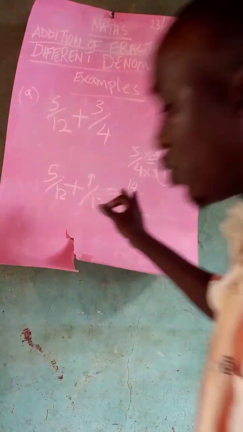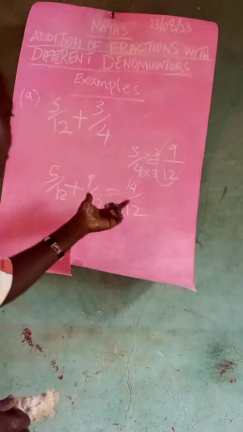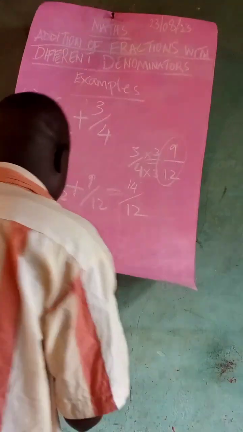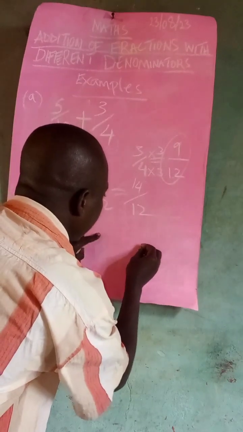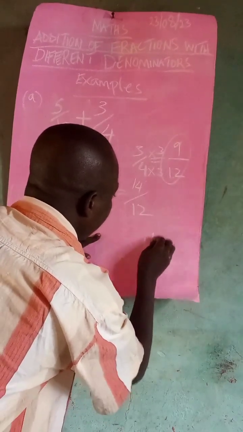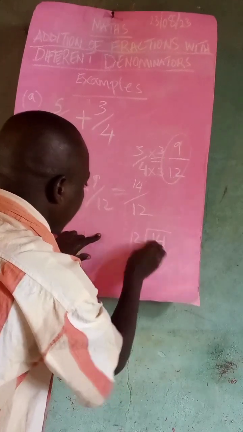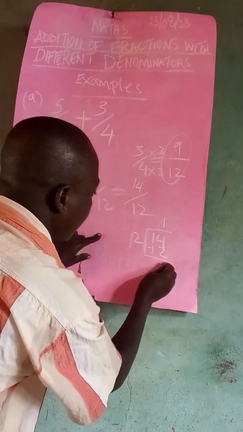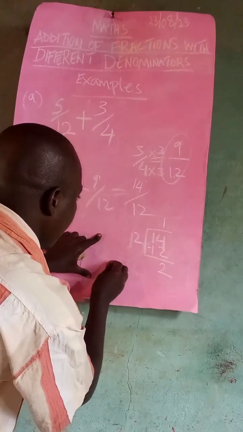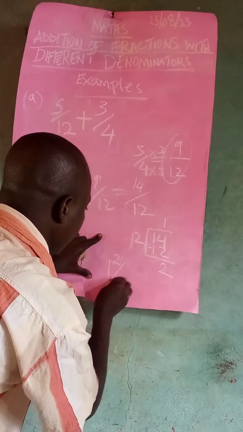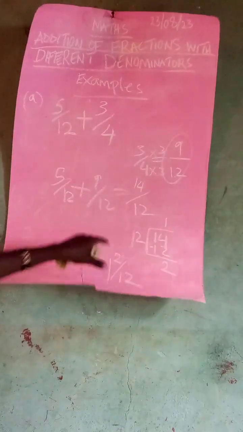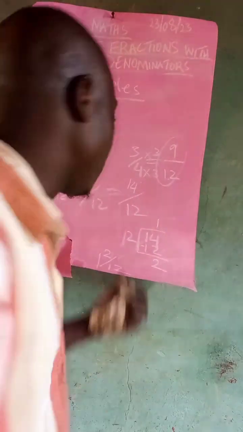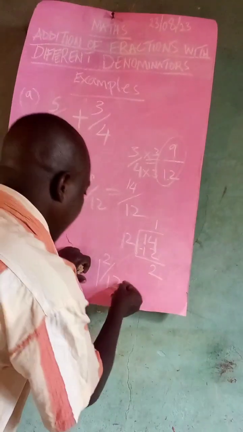If maybe you have been told to leave your answer as an improper fraction, you can leave it in that manner. But if you're supposed to give your answer as a mixed fraction, you can go ahead and do this. You take 14, the numerator, divided by the denominator, 12. How many times? One time because of 12. Take 14 minus 12, you remain with 2. So your answer will be 1 and 2 over 12. If you check, 12 times 1 gives you 12, plus 2, that will be 14 over 12. So 1 and 2 over 12 can be your answer.